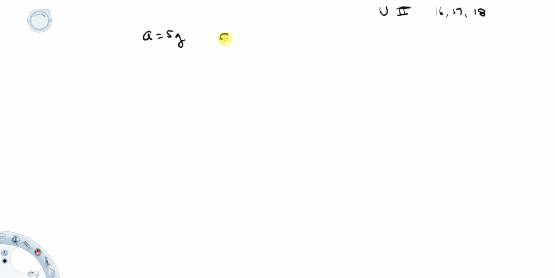So 1 G of acceleration is an acceleration of 9.8 meter per second per second. So an acceleration of 5 Gs would be 5 times this, a little less than 50 meter per second per second. So calculate that, get a number in units of meter per second squared. Let's see, what size force would cause this acceleration? So this is a Newton's second law question.